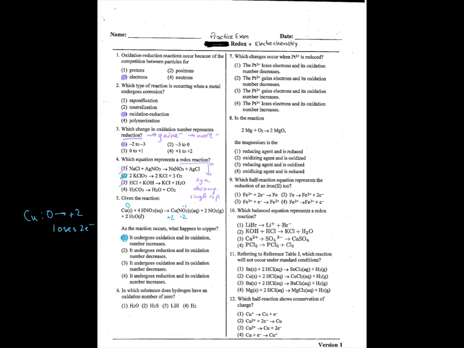Number 6. In which substance does hydrogen have an oxidation number of 0? So that's only when it's a free element by itself. Number 7. Which changes occur when Pt2+ is reduced? So reduced meaning you're gaining electrons and you become more negative. So you gain electrons and your oxidation number increases.